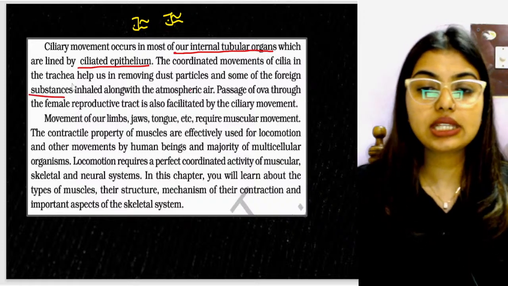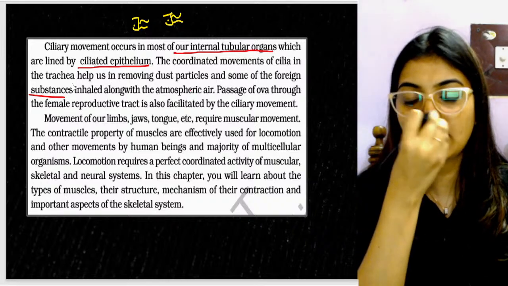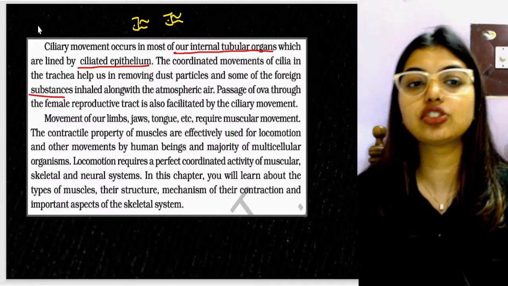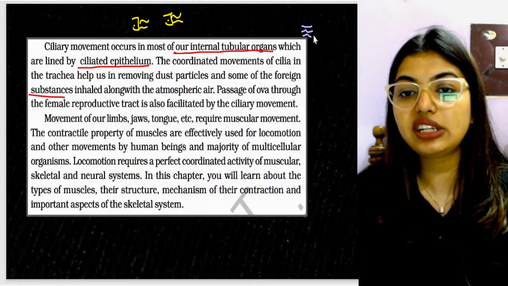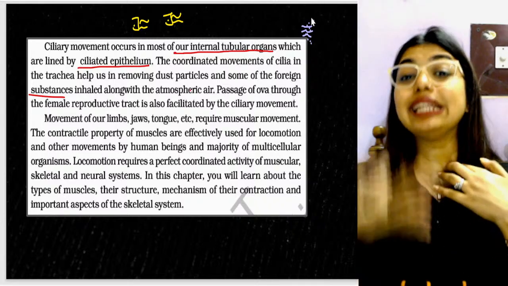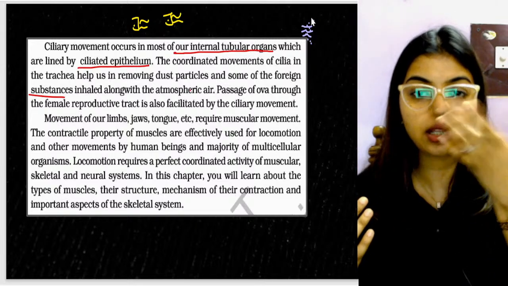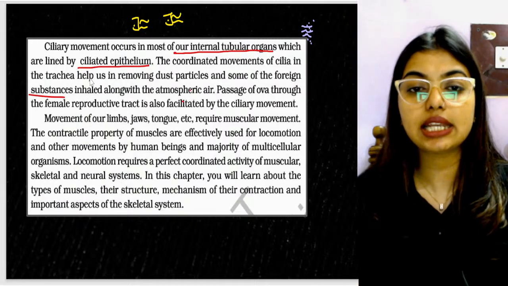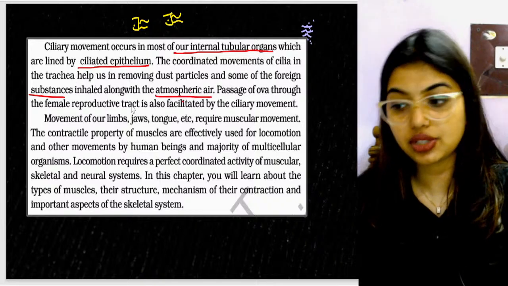So students, whenever, let's say, hair inside your nose, all of you touch your nose and see, you will have hair inside the nose. Don't touch inside the nose, just know and understand. You have seen this in older people also. Now that hair is going to filter the dust particles. When you're inhaling, there's a lot of dust in the atmosphere. So the coordinated movement of cilia in the trachea helps us in removing the dust particles and some of the foreign substances inhaled along with the atmospheric air.